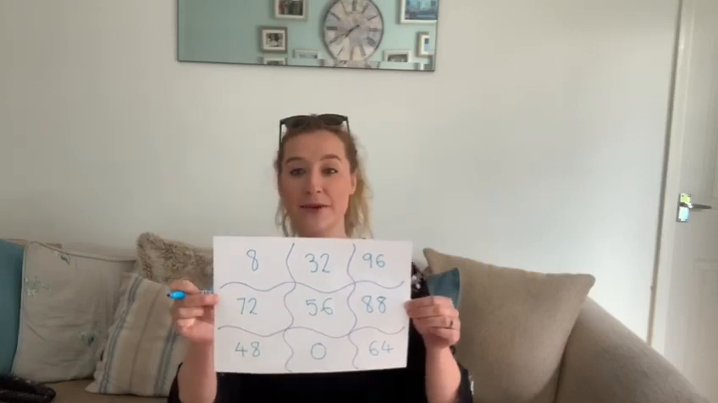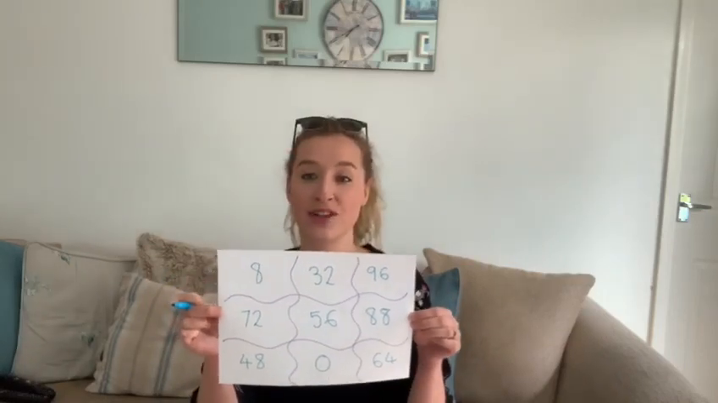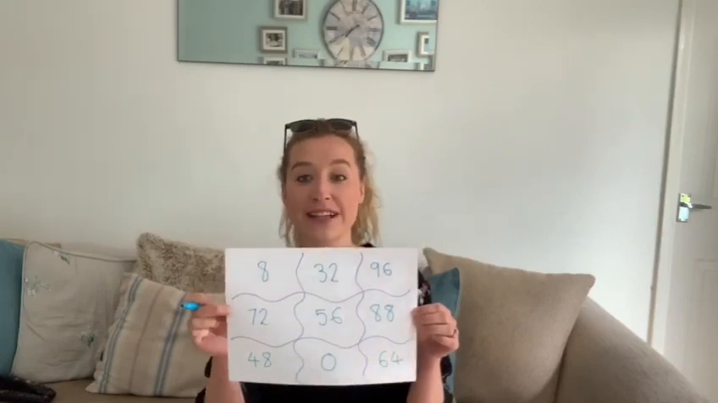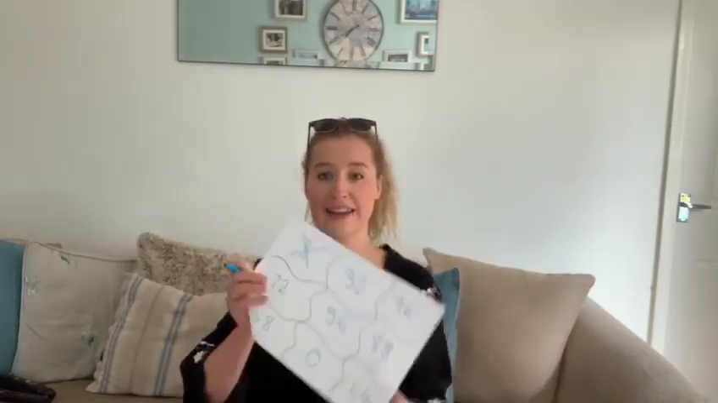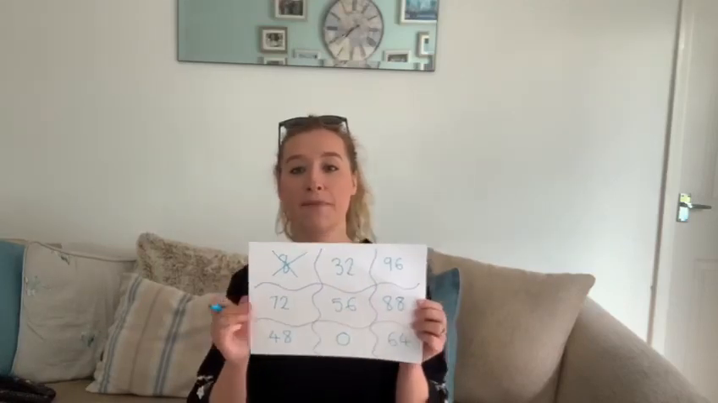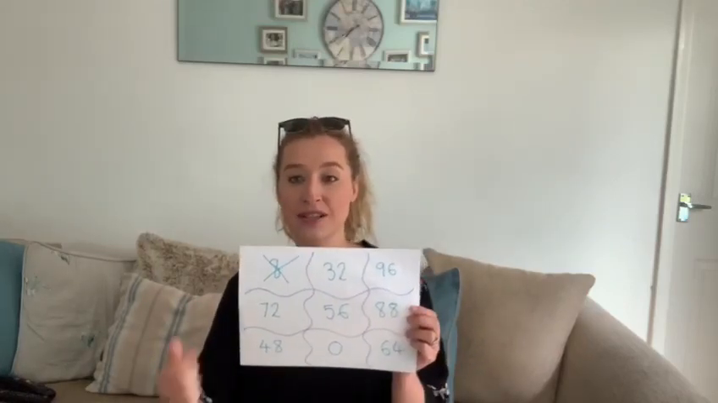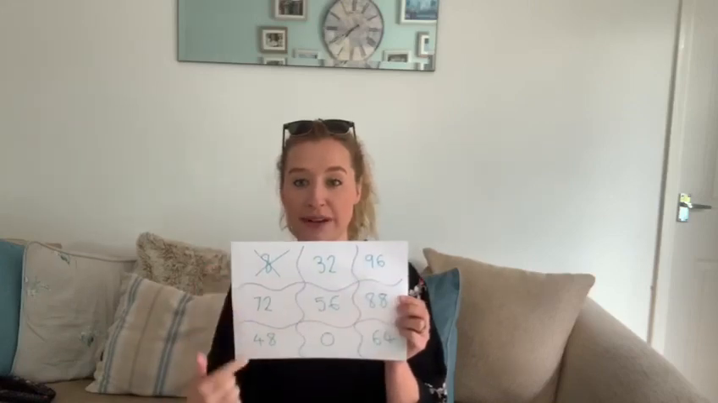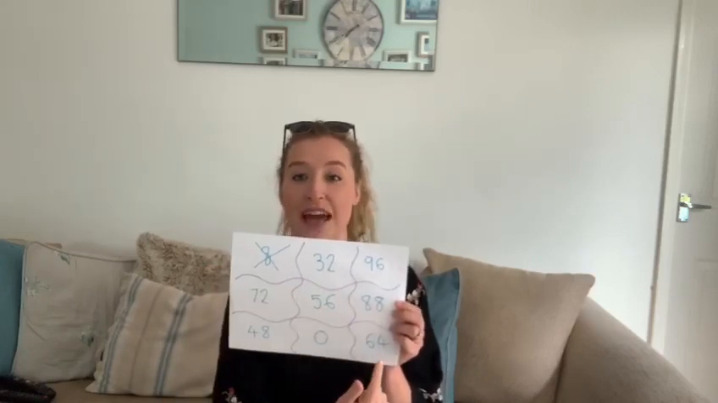Now, what we're going to do is I'm going to read out a multiplication question, and if you have the answer, I want you just to put a cross through it like that. Okay, we're going to play for a row first of all, so you need to have 3 across, 3 down or 3 diagonal to get the point.